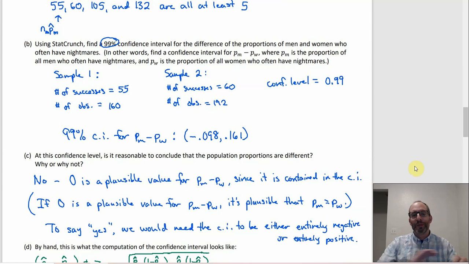All right, so that's generally the idea. If you're trying to see, from your confidence interval, would you be able to conclude that the population proportions are different? In order to do that, you need 0 to not be in there. So here it didn't work because we have one negative endpoint, one positive endpoint. 0 is definitely in there. So if 0 is in there, it's plausible that they're the same, right? So you can't reject that idea.